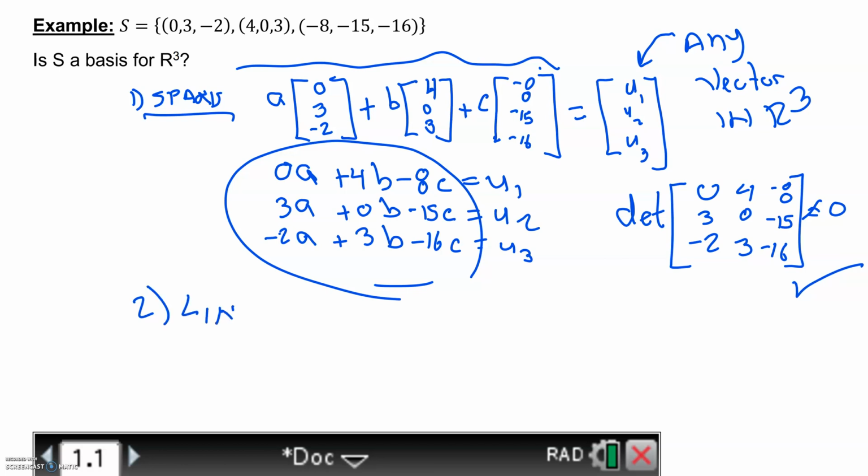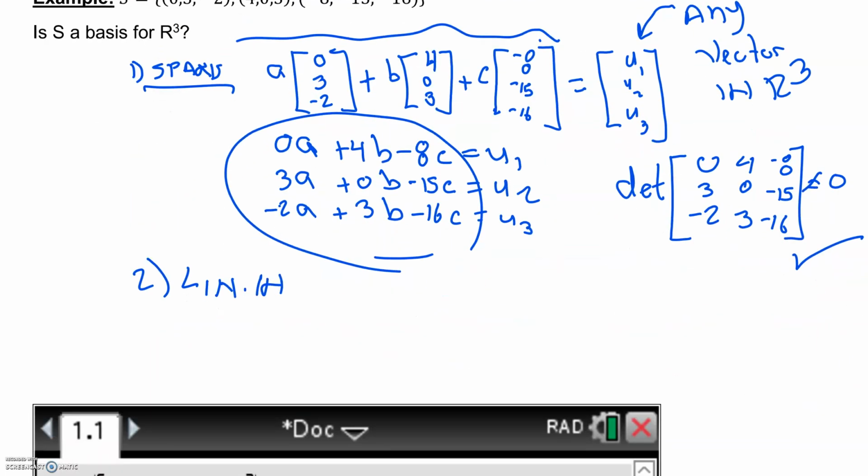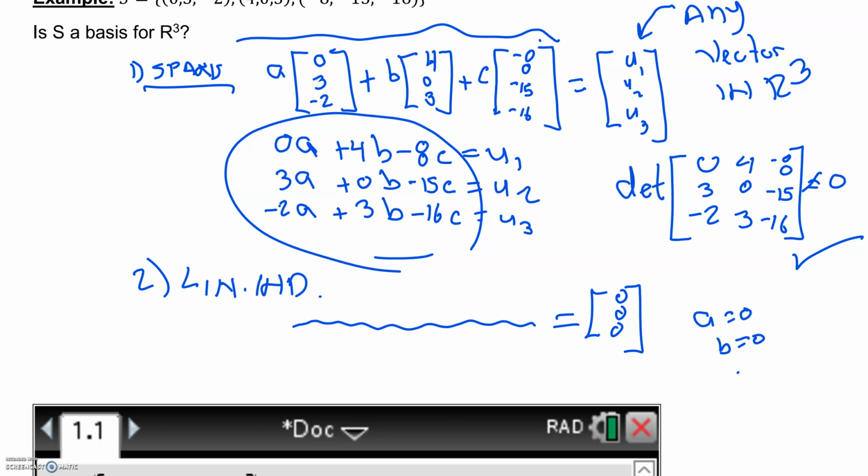Next, we need to check for linear independence. Now what that is saying is that instead of those vectors equaling u1, u2, u3, they would equal 0, 0, 0. And it would only work if A equals 0, B equals 0, and C equals 0. So I'm going to take that system there, and I'm going to put it into a matrix.